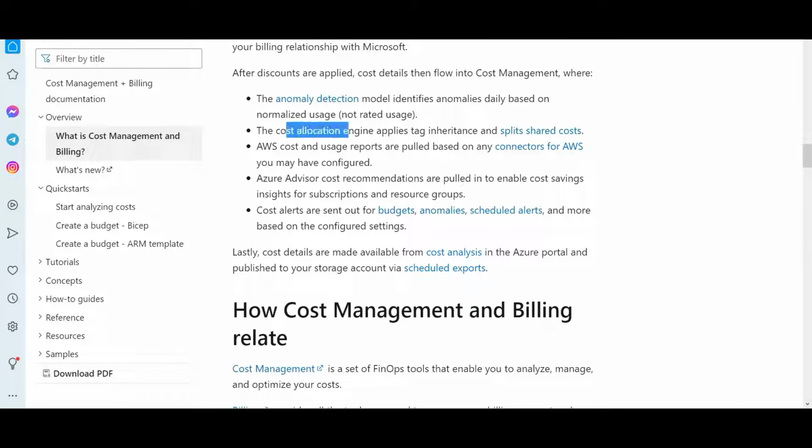Then you can do cost allocation as well, right? So for example, you can say, okay, I'm going to spend $10,000 per month on this subscription. Out of which $2,000 I'll give to the HR department, $2,000 to the finance department, and so on. So that is possible, and then you can pull your cost and usage reports.